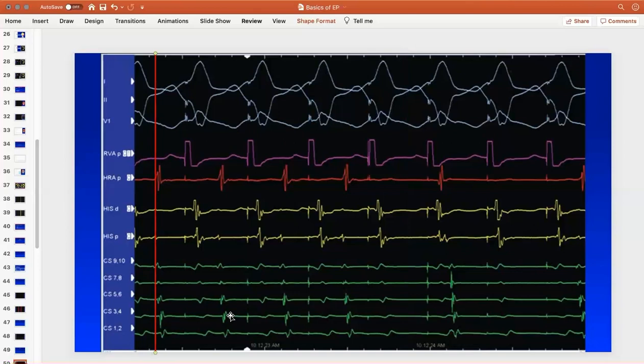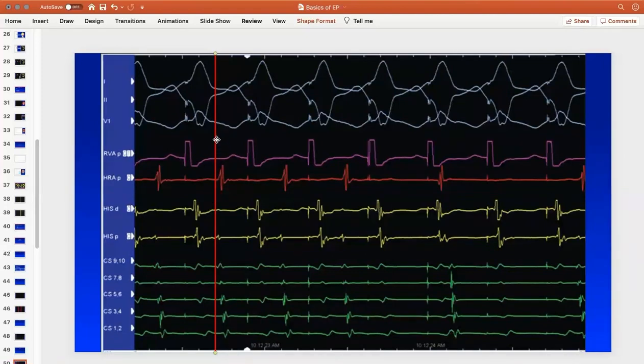Yeah, it is normal conduction, the earliest one in the sign, in the HIS. Okay, so you're in the HIS line. Yeah. So your earliest signal is in the HIS, yeah. Is earlier than the A. And it's earlier than the coronary sinus. You're going through the AV, okay?